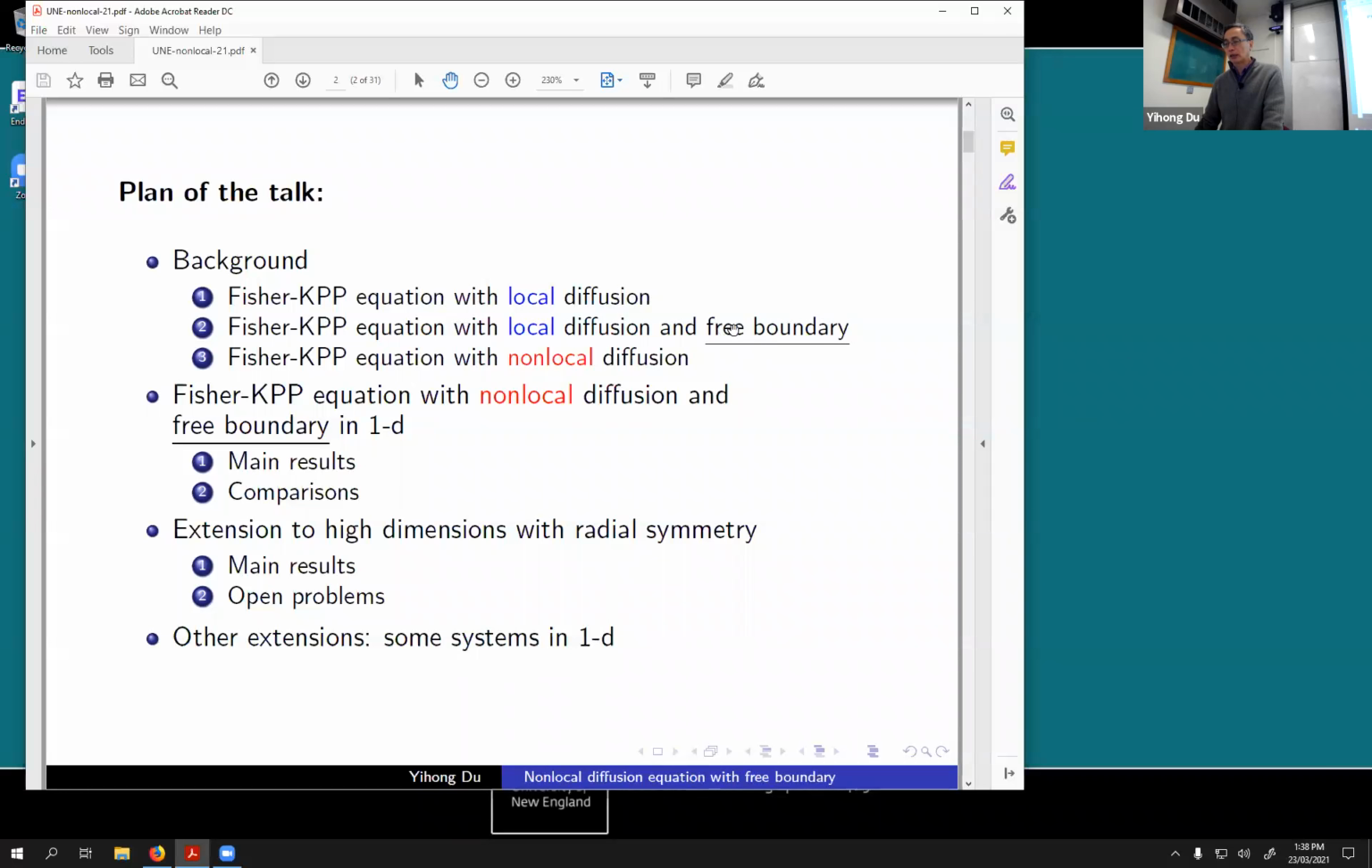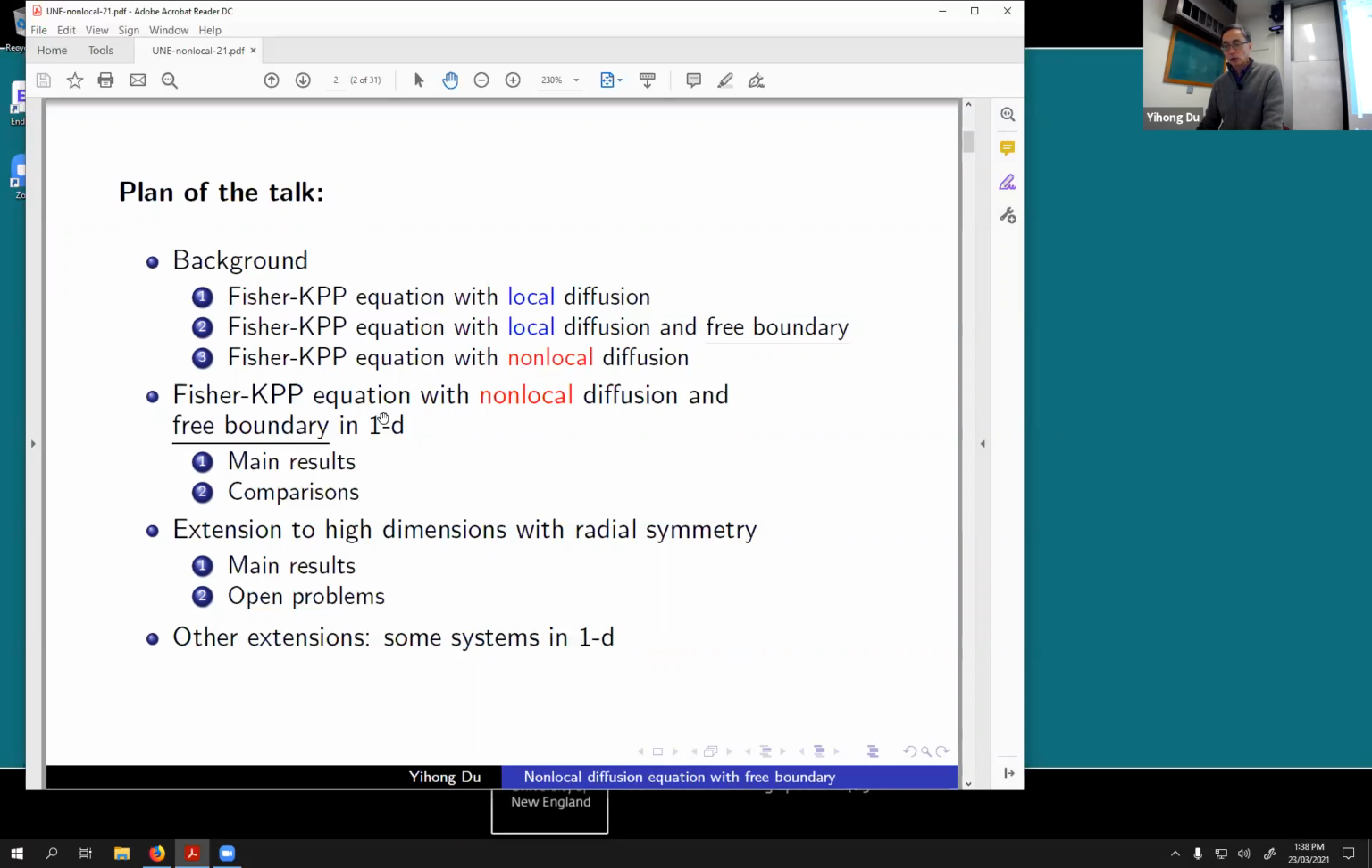So that's what I started around 10 years ago. And recently there is lots of work on problems with non-local diffusion. Of course, it started with equations like the traditional Fisher KPP equation, where you just replace local diffusion by non-local diffusion. And what I've been doing recently with Wenjie, and many other people are continuing, is the free boundary version of this Fisher KPP equation, but also replacing local diffusion with a non-local diffusion.